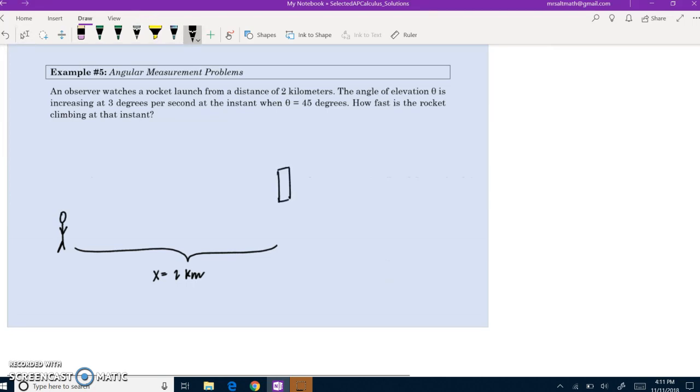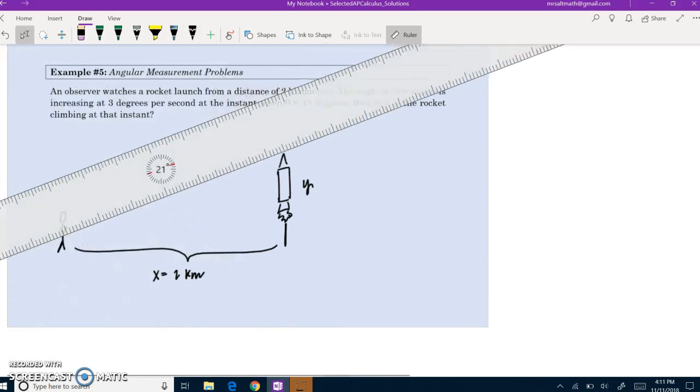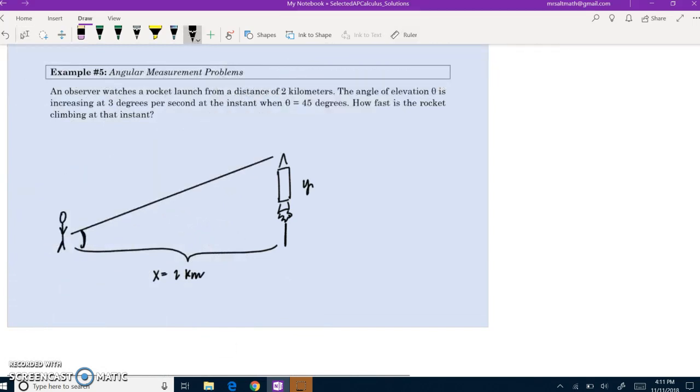So if we imagine a rocket being launched off here, give it some flames, this is going to be our y distance. And then we are interested in how the angle of elevation for the observer is changing. So that's going to be this angle measurement, theta. So as the rocket is increasing upwards, that angle is also going to increase.